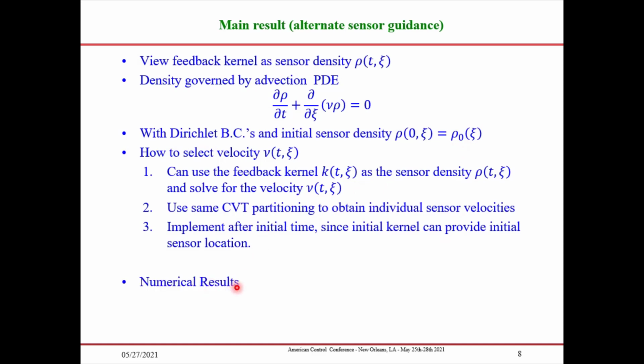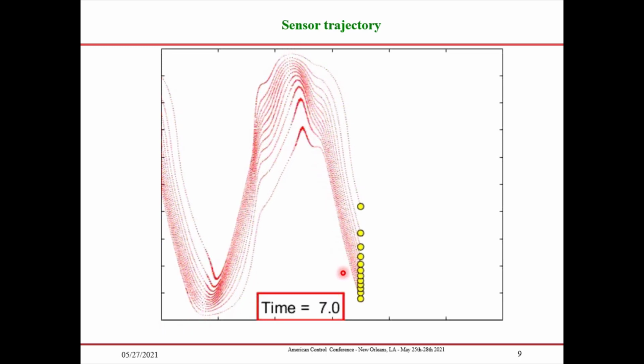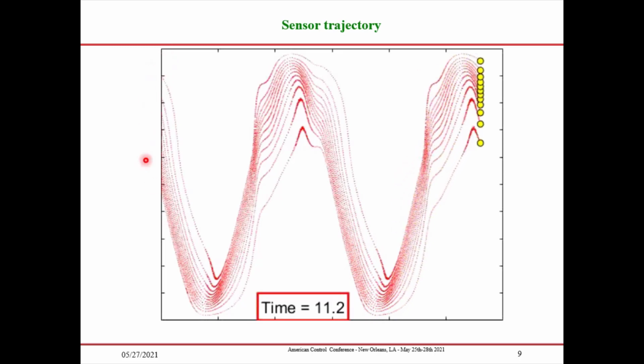Now for the numerical results, all the details are in the proceedings paper. I'd like to point out that we use 12 sensors that are mobile. So this is the evolution or the motion of the 12 sensors. So this is the space and this is the time. And you notice that there is no issue of collision avoidance schemes, because each sensor position at a given time is provided by this kernel partitioning.